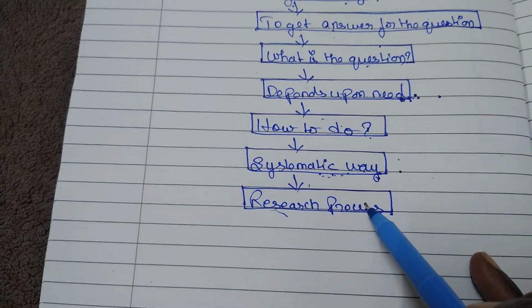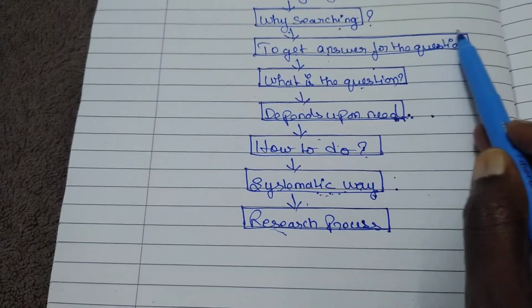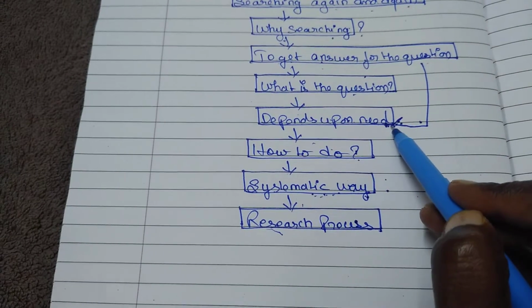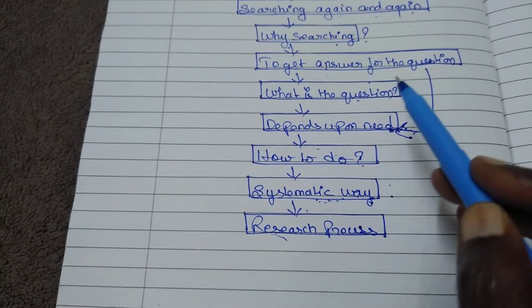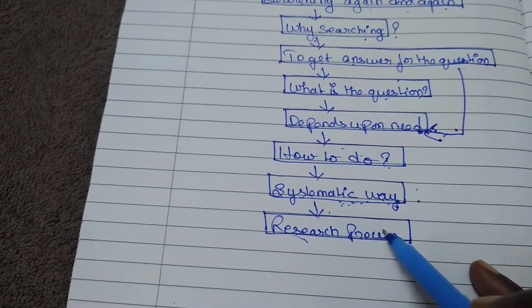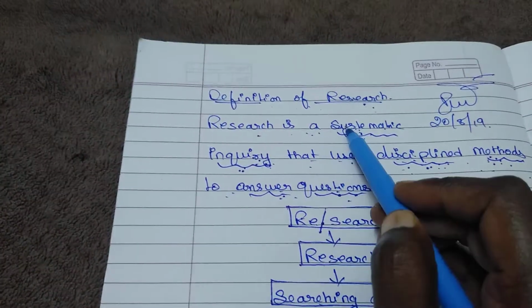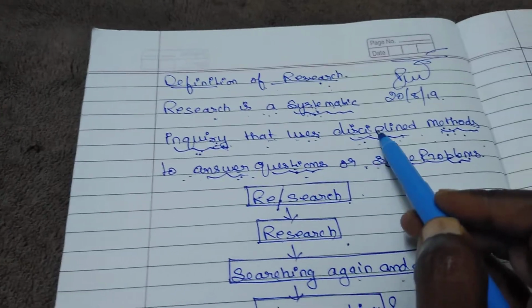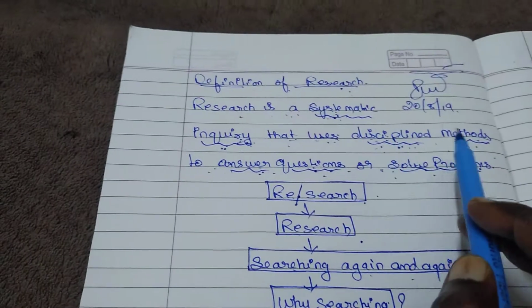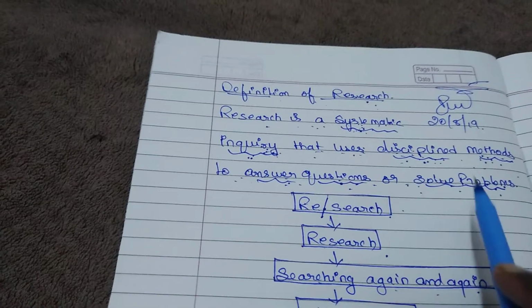So when we want to get the answer for the question, what is the question here? These questions depend upon the need of the area. And when we are getting the answers, we follow steps to get the answers, and those steps are known as the research process. So as a conclusion, research is a systematic inquiry that uses disciplined methods to answer questions or solve problems. In simple terms, research is a systematic inquiry which is done to get answers for our questions.